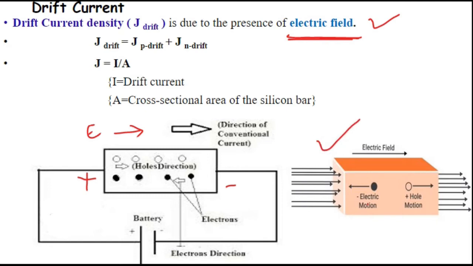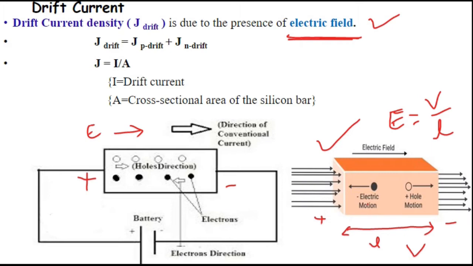So this is a three-dimensional view of the semiconductor material. Electric field direction is from positive potential to negative potential of the battery. Now if this is the length L of the semiconductor and V is the value of the potential difference across the semiconductor, then electric field E is represented by V divided by L. So if in the question it is asked to find electric field, then we will calculate it by the given voltage divided by the length of the semiconductor.